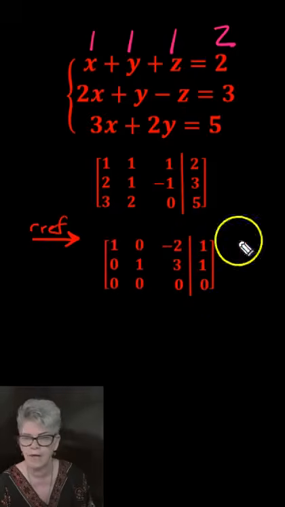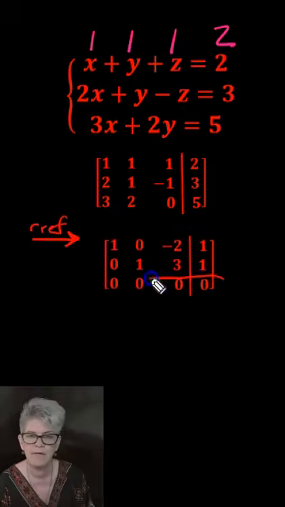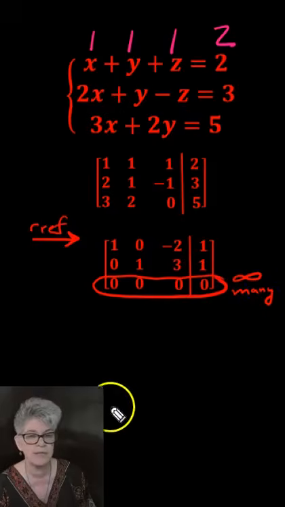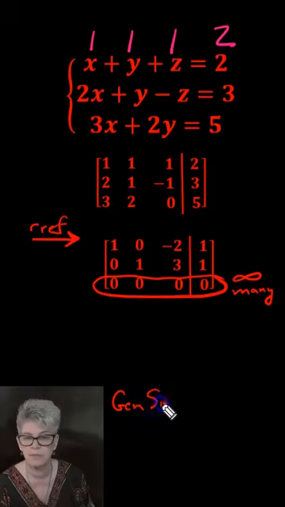And the first thing you should recognize is whenever you have all zeros in the bottom row, all zeros, there are infinitely many solutions. So if there's infinitely many solutions, you're going to have to write the general solution.